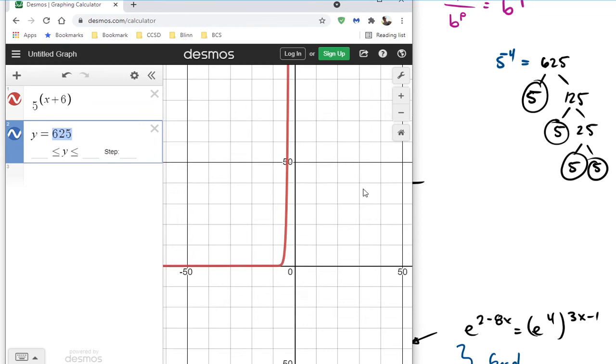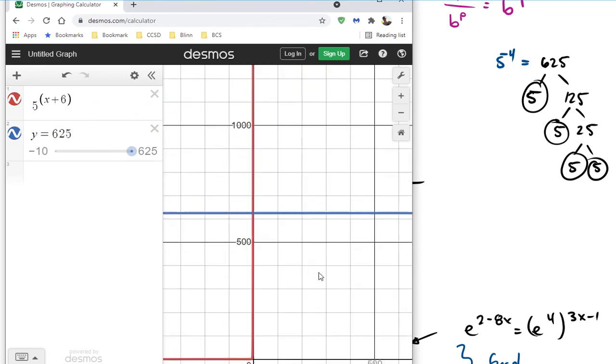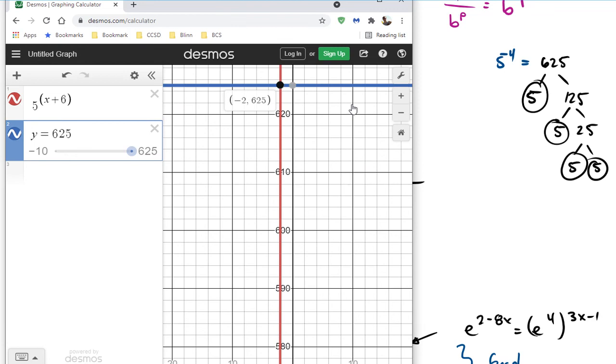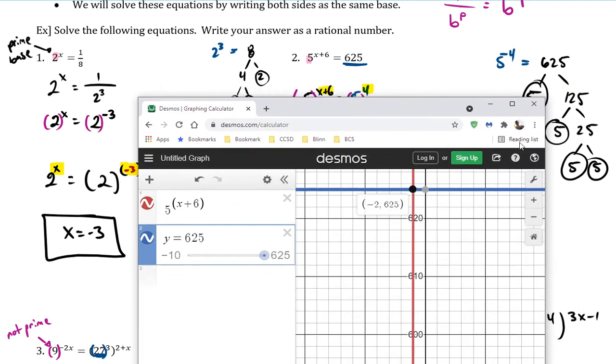Well, because this is the y coordinate, 625. So that means I need to go way up high. There we go. And then now I can zoom back in. Let's click on it, and we can see, there it is. Negative 2 was the x value that we wanted, and that was what we found when solving it.